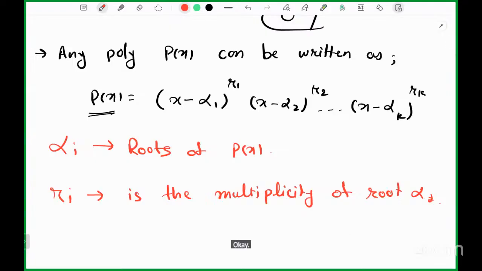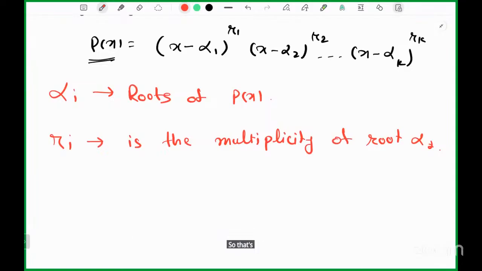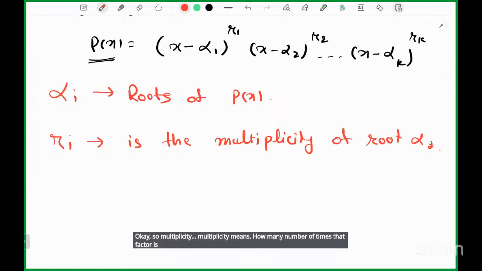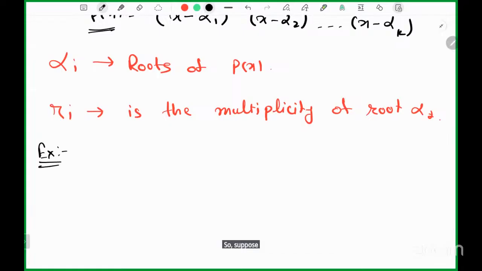Multiplicity plays a good role in how the polynomial behaves around its roots. That's why we have to know the multiplicity of each root. Multiplicity means how many times that factor appears in the expression of p of x. So that's the multiplicity. I'll take one example. In this example also you can see.